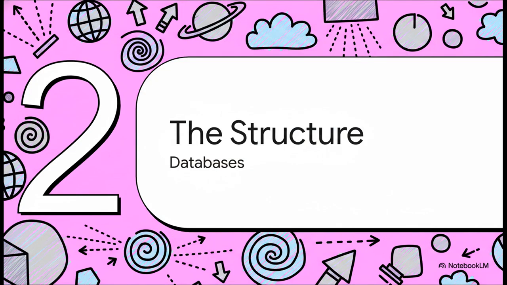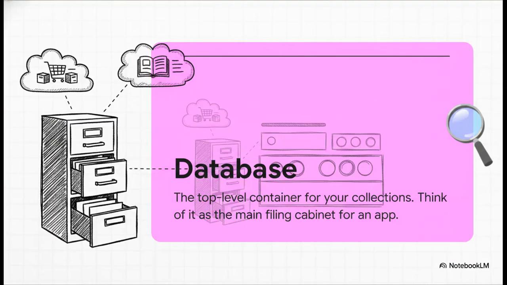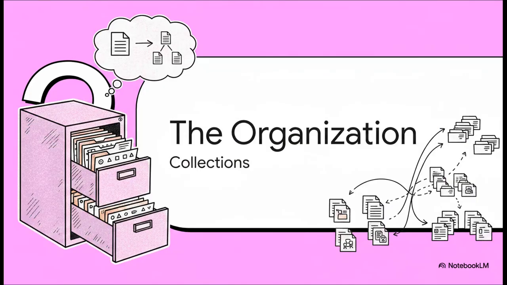All right, let's move up to the highest level of organization in our new data universe. This is really the starting point for everything we're going to build. A database is pretty simple. It's just the main container. I absolutely love this filing cabinet analogy. It's the big cabinet where you'll store all the related info for a single application. So for example, you might have one database for your e-commerce store and a completely separate one for your company blog.